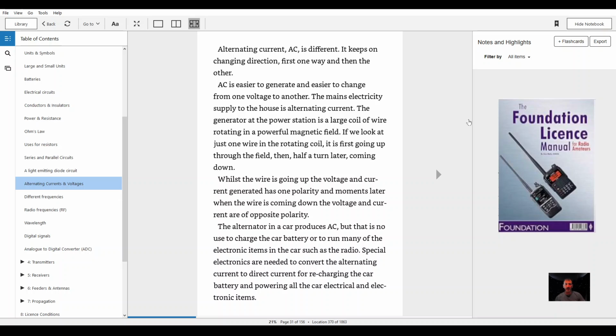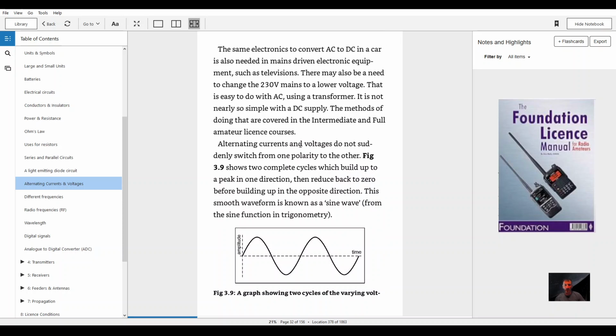The alternator in a car produces AC, but that is no use to charge the car battery or to run many of the electronic items in the car, such as the radio. Special electronics are needed to convert the alternating current to direct current for recharging the car battery and powering all the car electrical and electronic items. The same electronics to convert AC to DC in a car is also needed in mains-driven electronic equipment, such as televisions. There may also be a need to change the 230 volt mains to a lower voltage.